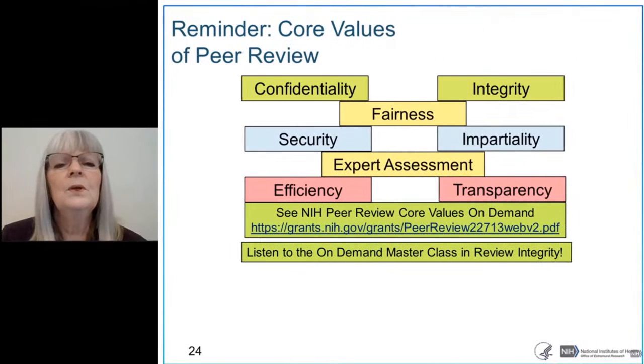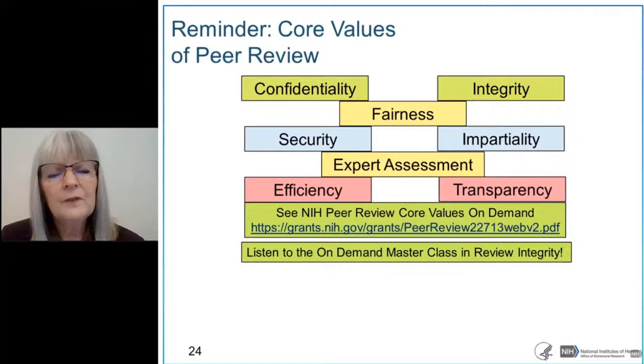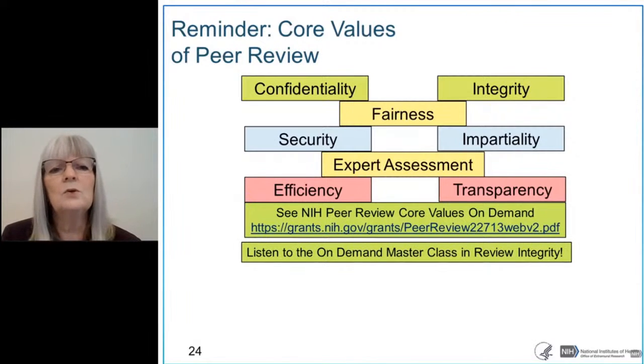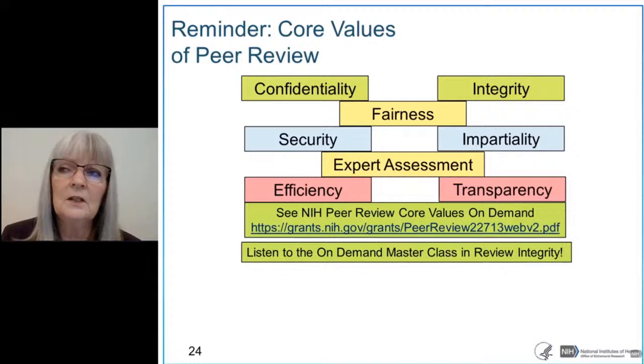And I would like to remind you that every participant in the NIH review process is responsible for upholding the core values of peer review. And I'd like to spend a minute here on these so you understand and don't get yourselves into trouble.